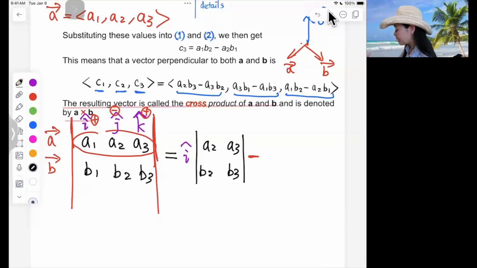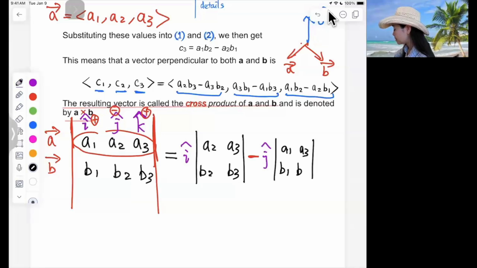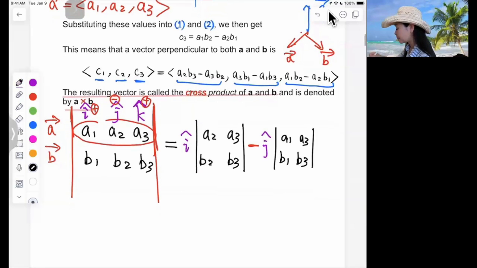So minus, and then this will be the j, right? And what will be the determinant of the submatrix? You cross out the column and row containing the j here. So A1, A3, and then B1, B3, right? And then finally, what do you have? Adding, right? The vector k. Yes, you got it. And then what do I put over here?